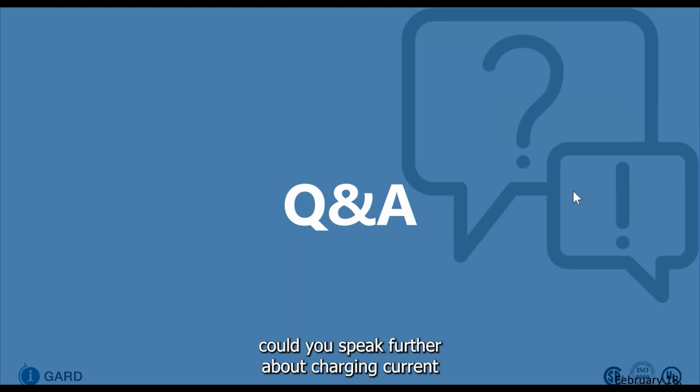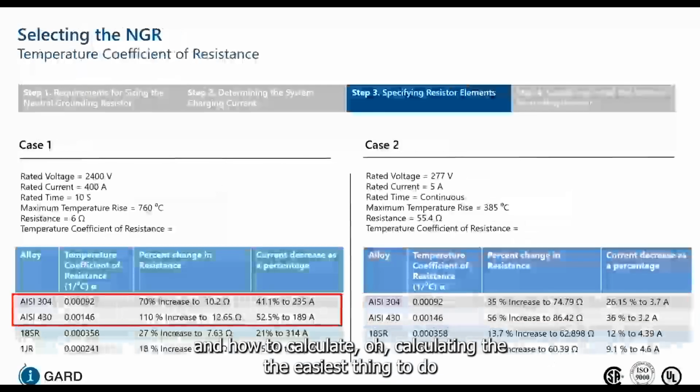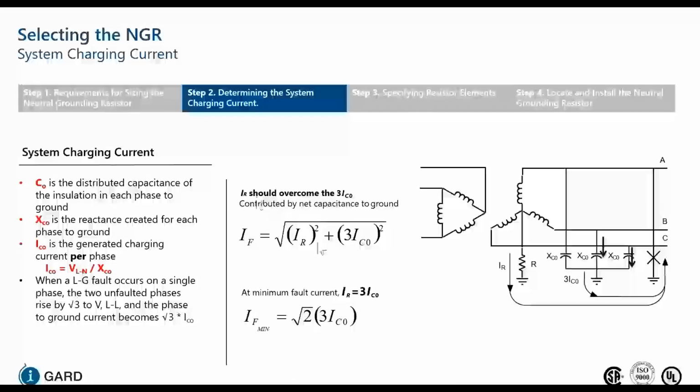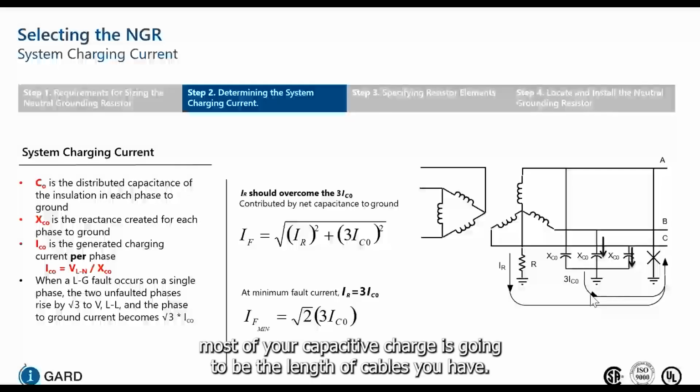Could you speak further about charging current and how to calculate it? Oh, the easiest thing to do with the charging current is give me your single line diagram and your cable schedule, and I can calculate. I have a spreadsheet where I put in all the information. Most of your capacitive charge is going to be the length of cables you have.